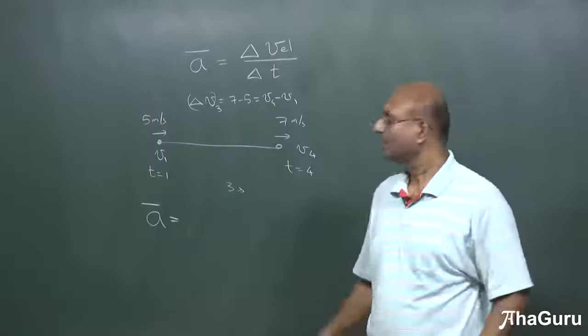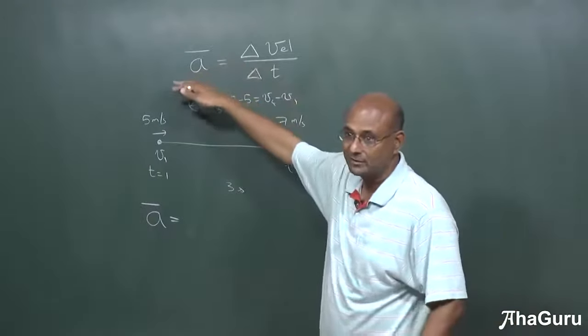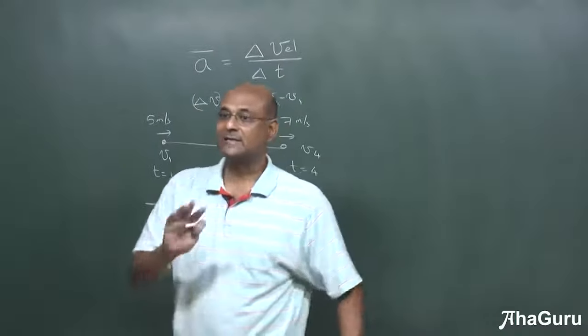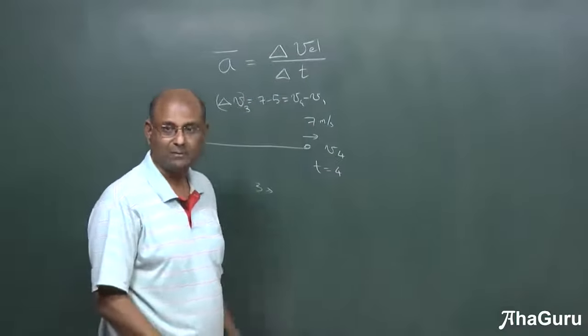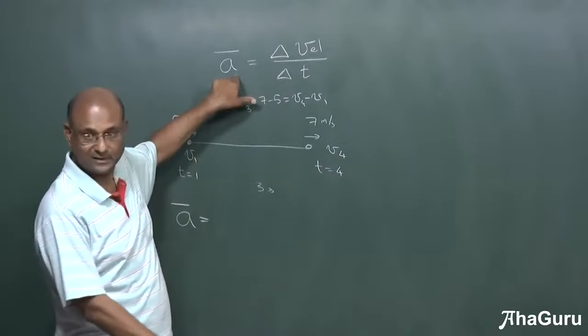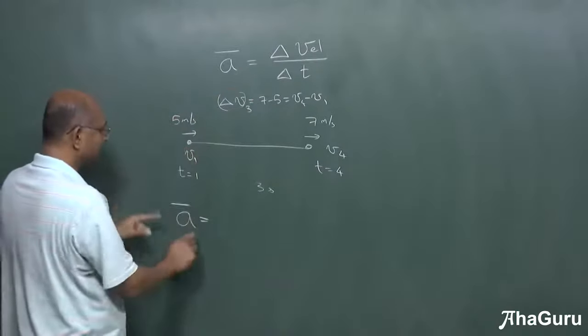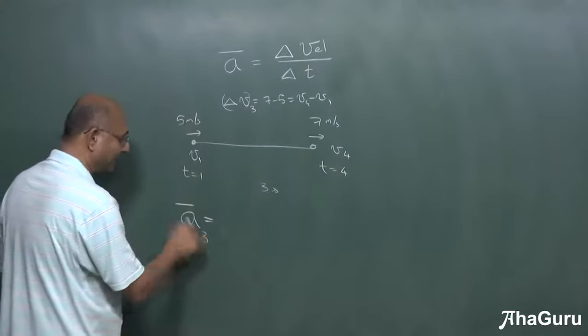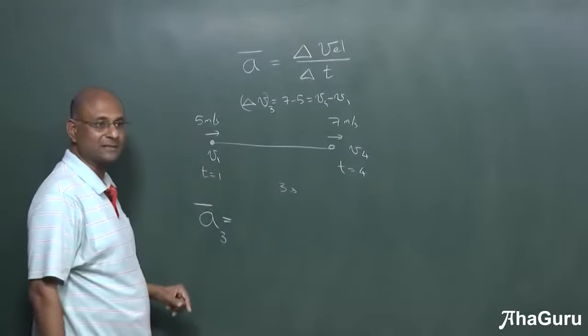Uniform acceleration. But now we are not talking about uniform acceleration. We are talking about some random situation. So it's always change in velocity by change in time. What is that? Average acceleration. So what is the average acceleration for the period 1 to 4? For the 3 second interval, what is the average acceleration?